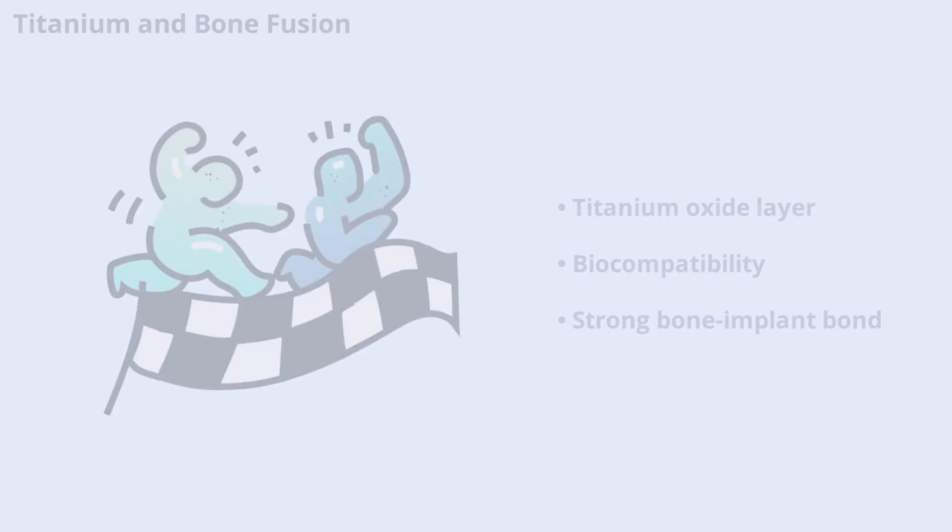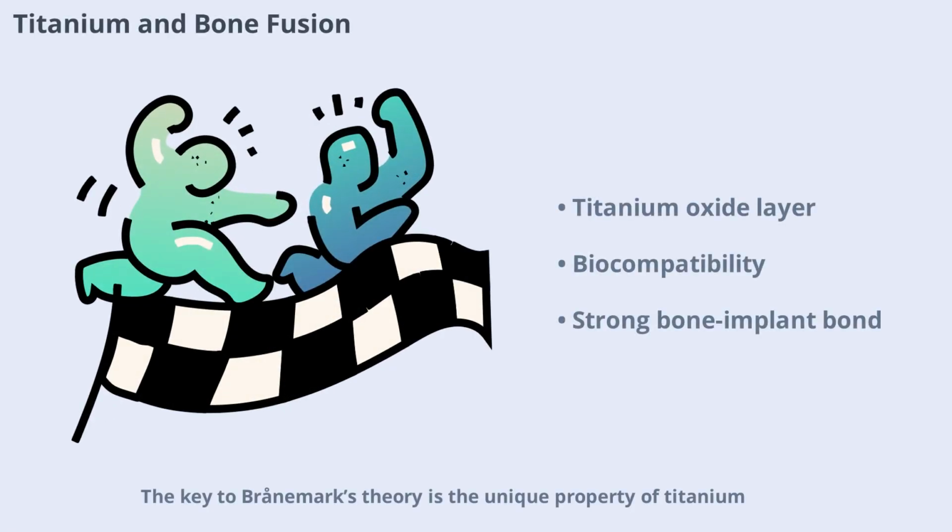The key to Brånemark's theory is the unique property of titanium. When titanium is implanted, its surface quickly forms a layer of titanium oxide. This oxide layer is biocompatible and allows bone cells to attach and grow directly onto the implant. Over time, the bone and titanium become inseparable, creating a strong and durable interface. This process is what makes titanium the material of choice for most dental and orthopedic implants.